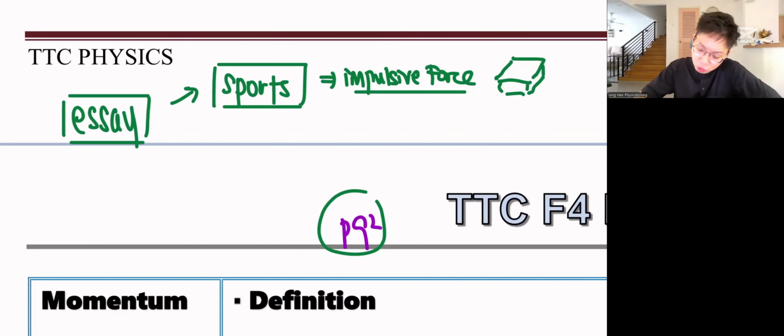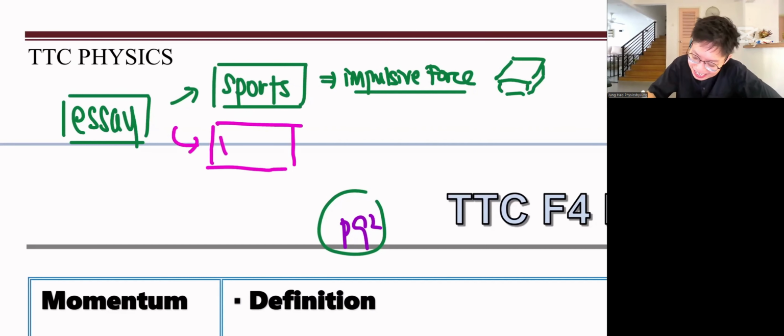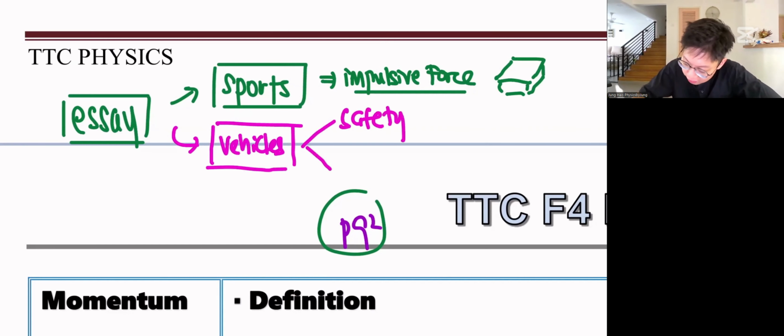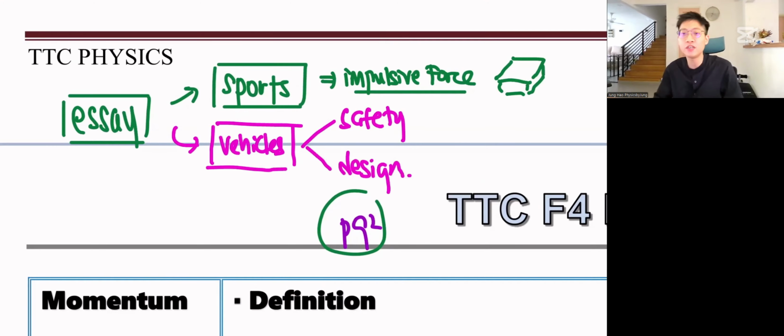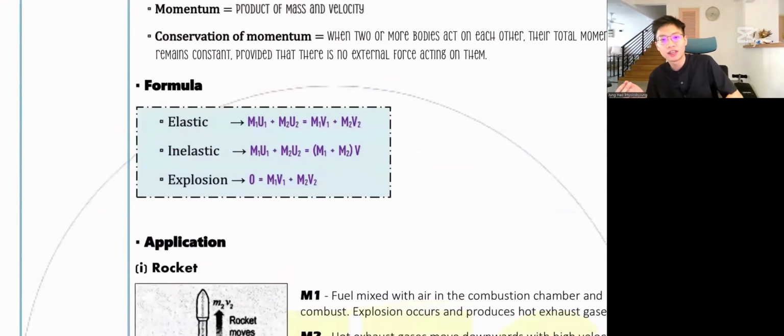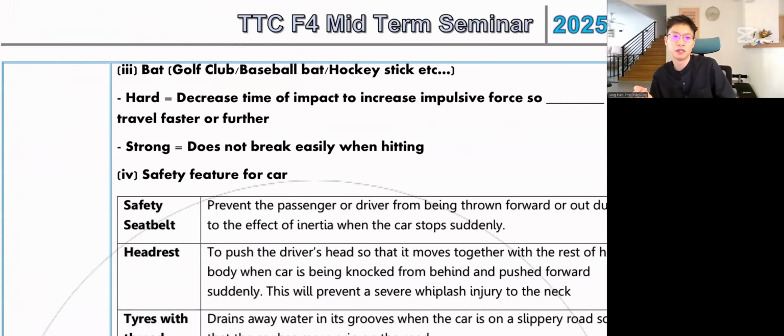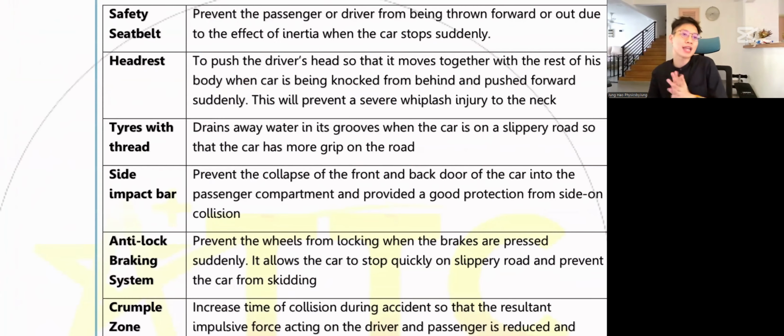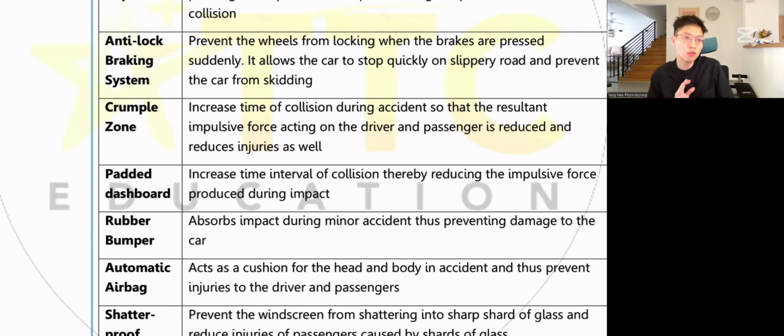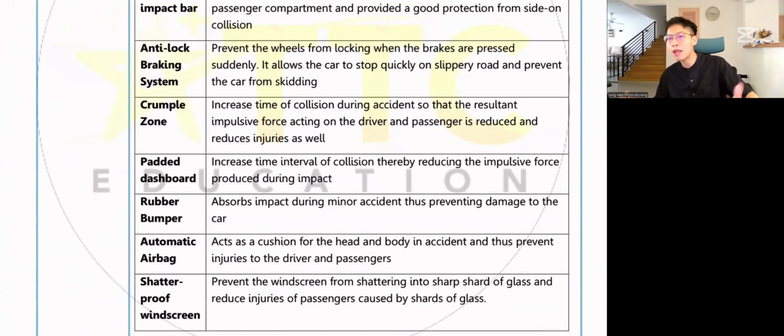Number 2, they might ask you related to vehicles. They'll ask either about safety features or about designing a vehicle. Safety features include the seatbelt, headrest, tire, impact bar, anti-lock braking system, crumple zone, ABS brake, which is also in our syllabus, rubber bumper, airbag, and shatterproof windscreen. You must know all of them.